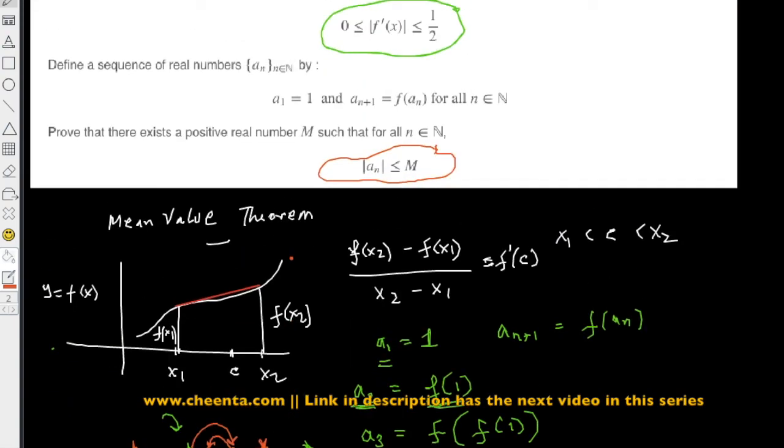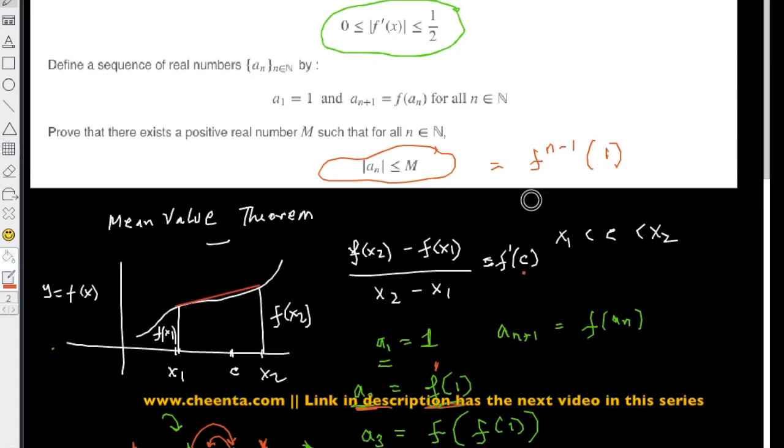Hence, the absolute value of a(n), which is nothing but you are applying the function n minus 1 times on 1, right? a2 is 1 time f, a3 is 2 times f, and so on. So think about this problem. We will solve it fully in the next installment.